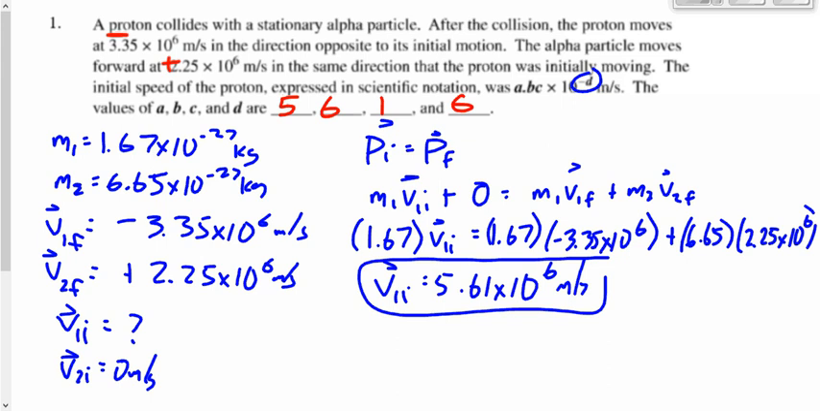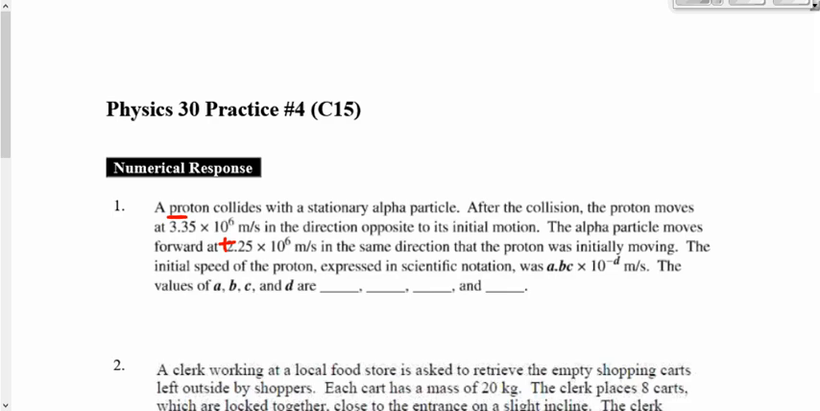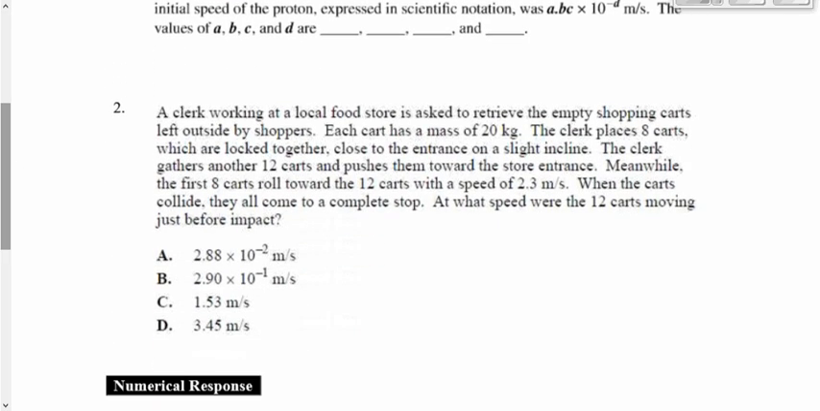Okay. Anybody need time to copy that? No. Okay. Number 2. Let's make a copy of this one as well.